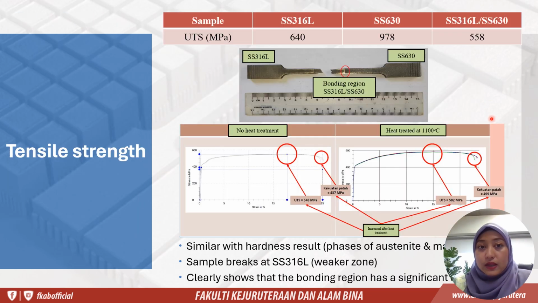Next is the tensile strength. Although the joining part was here, the bonding region is really strong compared to the fractured section, which broke at 316L due to its lower hardness. So the tensile result is similar to the hardness result, and the sample breaks at 316L, which indicates the weaker zone and clearly shows that the bonding region has significant bonding strength.